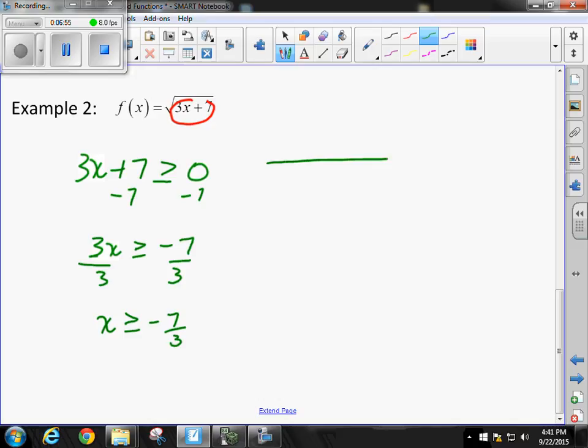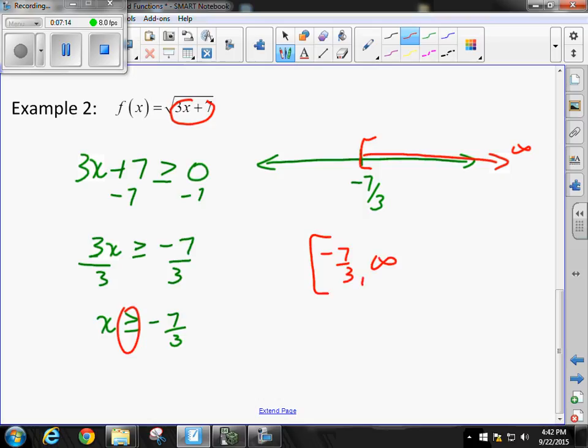So what that looks like on the graph, we have negative 7/3, and it's greater than or equal to, which means we're going to have a bracket. It's greater, so it's going to point toward the right all the way to infinity. So it's going to be from negative 7/3 all the way to infinity with a bracket around the negative 7/3, and infinity always has a parenthesis.